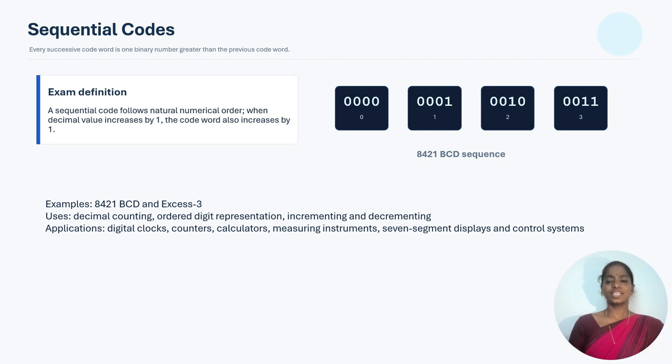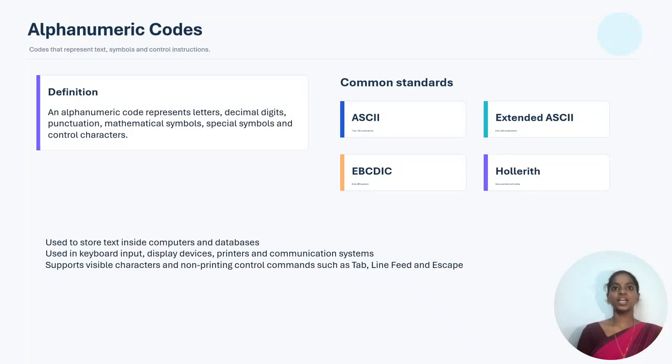The uses of sequential codes are representing ordered decimal digits, decimal counting, and mathematical manipulations. Applications of sequential codes are digital clocks, electronic calculators, digital counters, 7-segment display systems, etc. And then the next one is alphanumeric code.